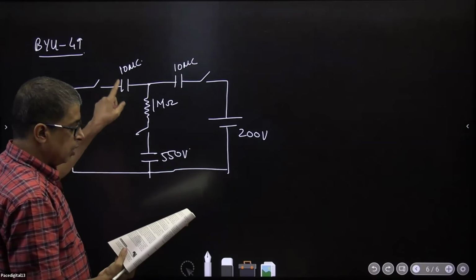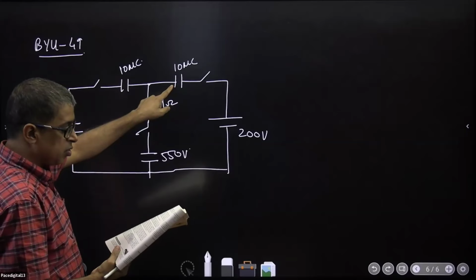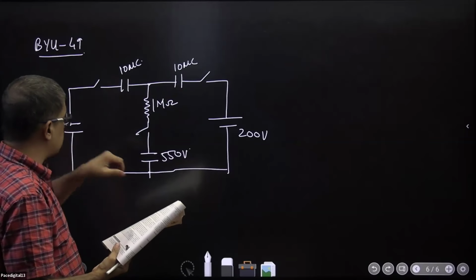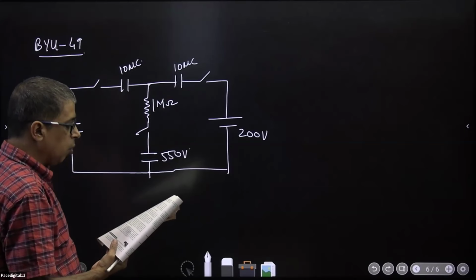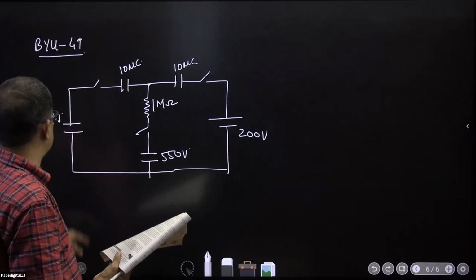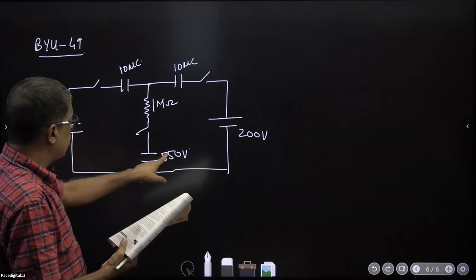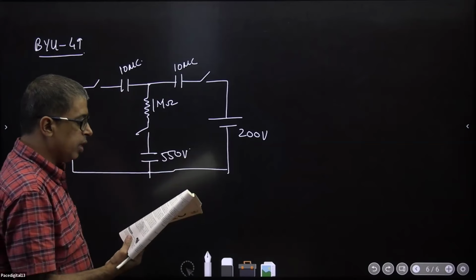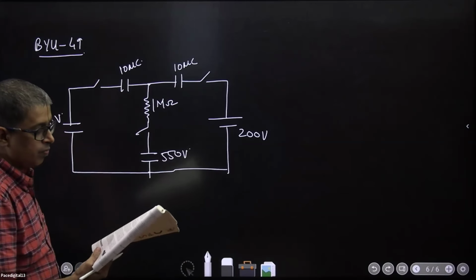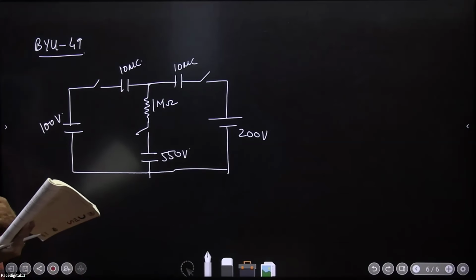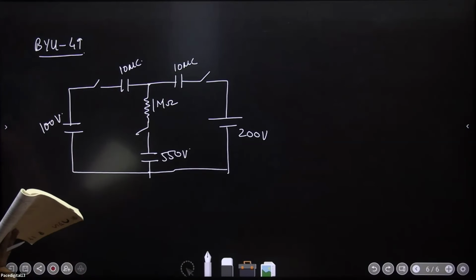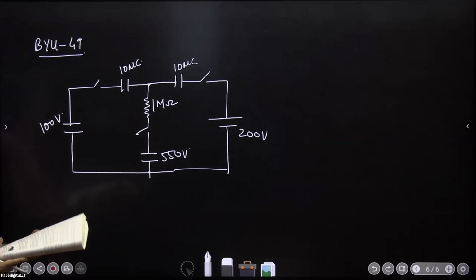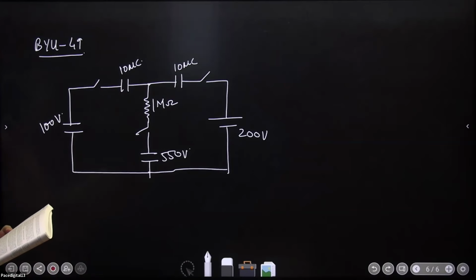The circuit shows two identical capacitors of 10 microfarads each, 1 megaohm of resistance, three ideal voltage sources of terminal voltages 100 volts, 550 volts, and 200 volts, and three switches. Find the amount of heat dissipated in the resistors.